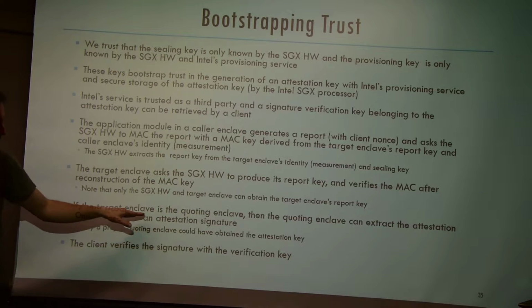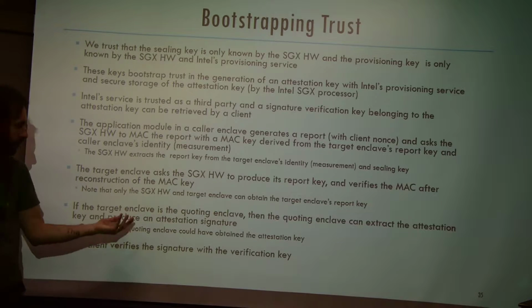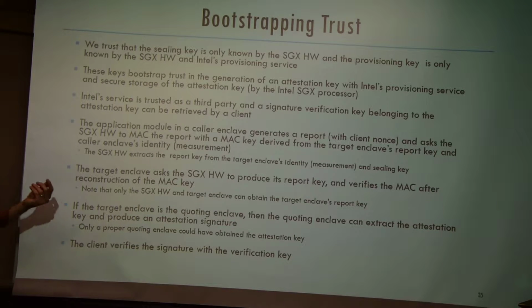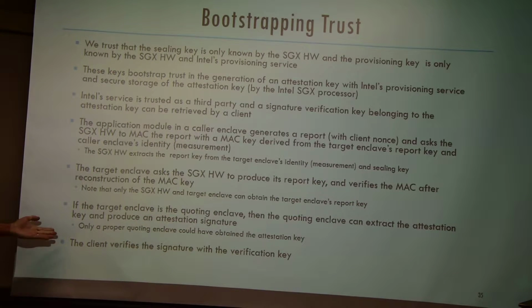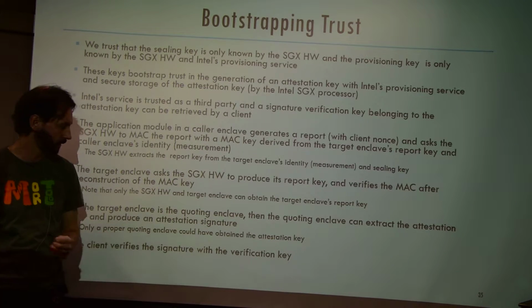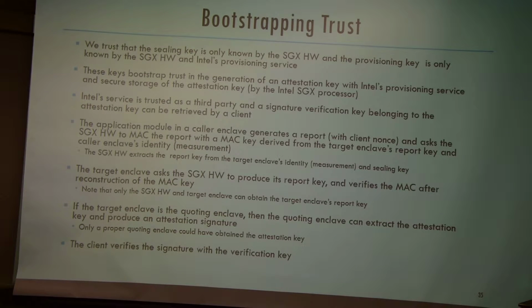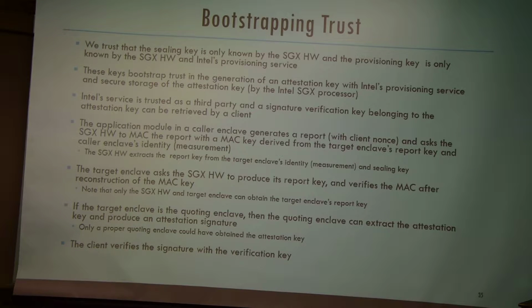Now if the target enclave is the quoting enclave, then the quoting enclave can extract the attestation key and then produce an attestation signature in place of the MAC. And now we have remote attestation. So only a proper quoting enclave could have obtained the attestation key, and a client who verifies this particular signature with the attestation key, verifies it with the verification key belonging to the attestation key.